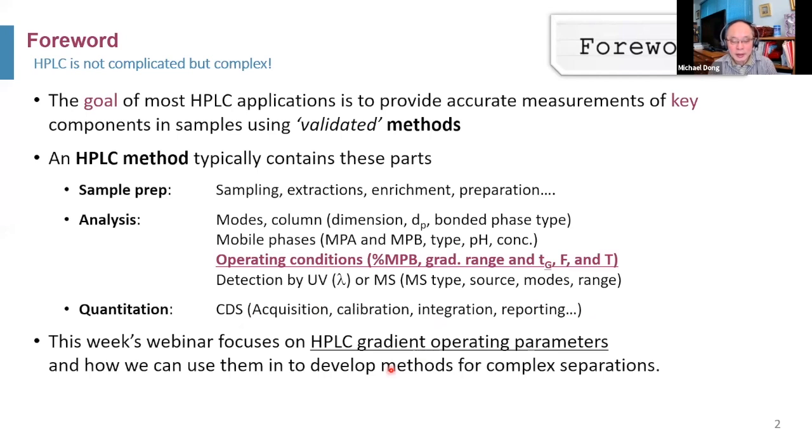So this week, this hour, we're going to talk about HPLC gradient operating parameters, and how we use them to develop methods for very complex separations. So those are for some of the more advanced attendees.